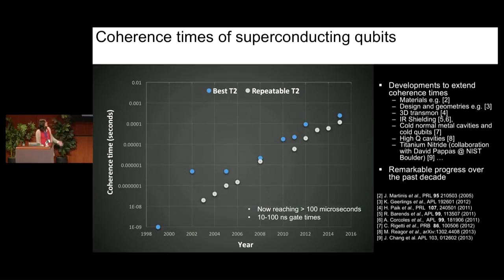And this is also an active area of research where we're studying some materials or other things to try to improve coherence.